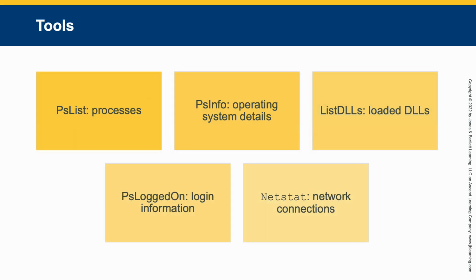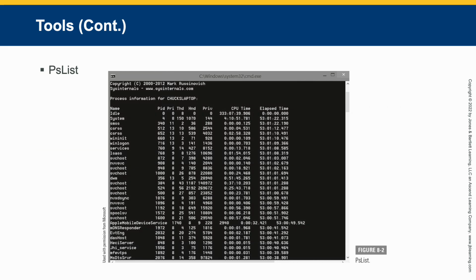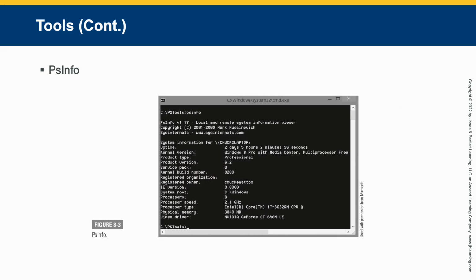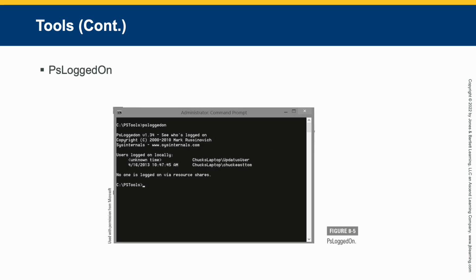The tools are PsList, which lists processes; PsInfo, operating system details; ListDLLs, which lists loaded DLLs; PsLoggedOn, login information; and netstat, network connections. PsList looks like this. PsInfo looks like this. ListDLLs looks like this. PsLoggedOn looks like this.